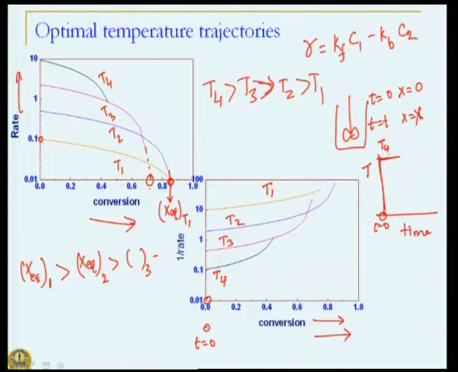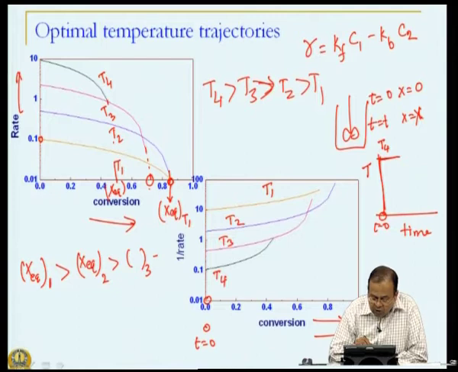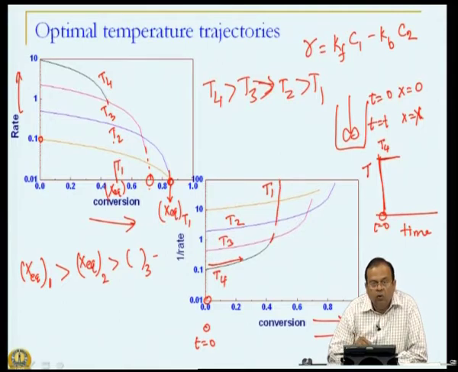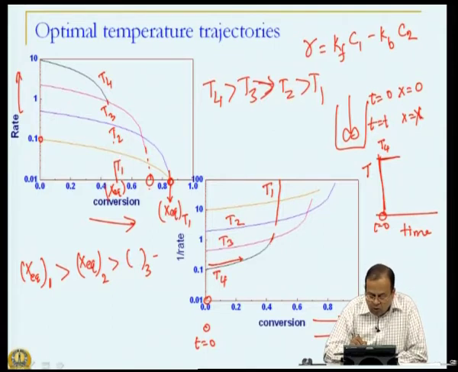Suppose I keep the temperature T4 for a very long time, what will happen? If you look over here, as conversion is increasing, I am hitting the equilibrium limit. So, if I keep temperature T4 for a long time, I will reach reaction rate equal to 0, or this line will now go like this. That means, I have lost on equilibrium conversion if I keep temperature T4 for a long time.